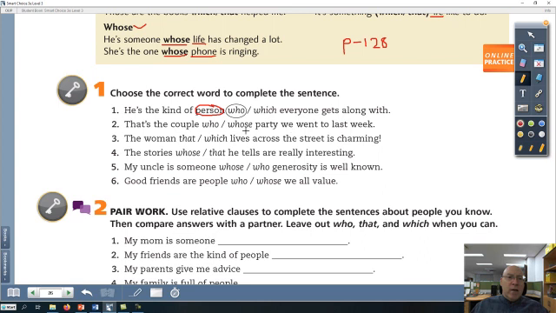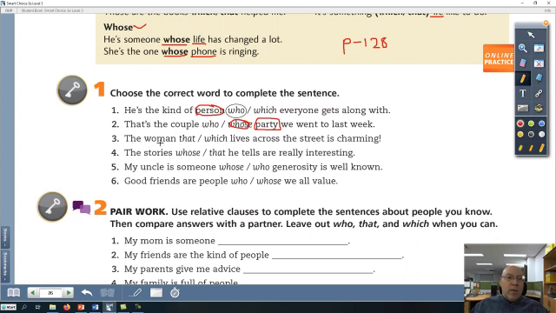That's the couple who or whose party we went to last week. So what do you think? Well, what are we referencing here? Is there a possession? Yes, there's the party. So who owned the party? It's a person who owns it, so it's going to be whose in this situation. That's the couple whose party we went to last week.